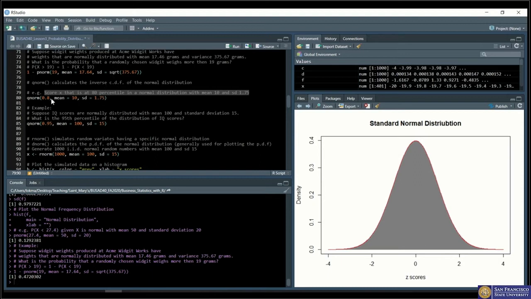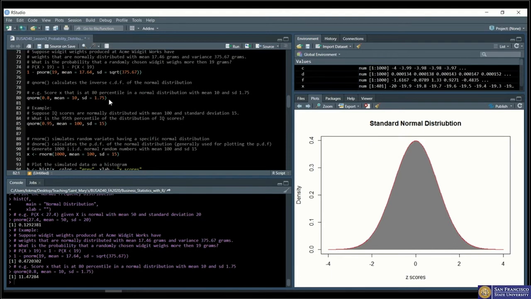To do that is very simple. First, you define the percentile. You want to locate, in this case, the 80th percentile. The mean of the distribution is 10, the standard deviation of the distribution is 1.75. And you run this, and it will return.